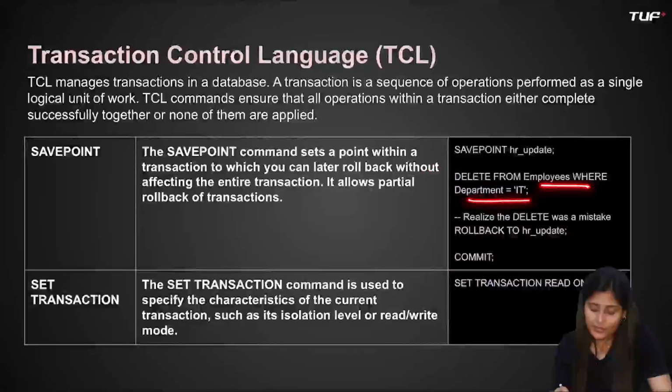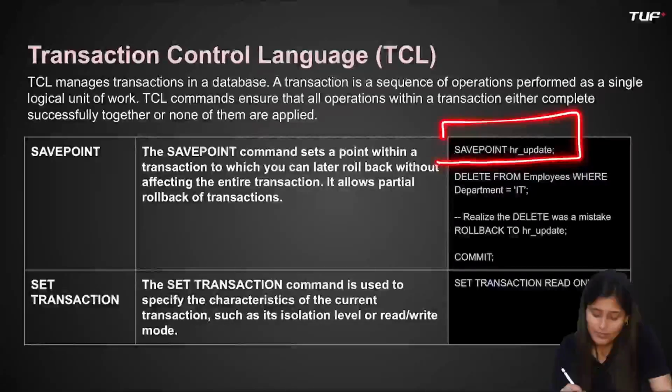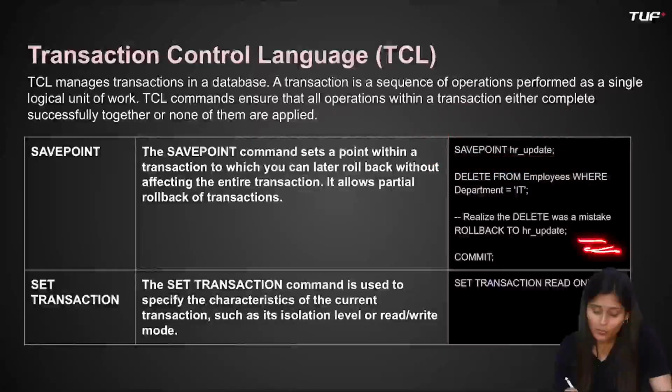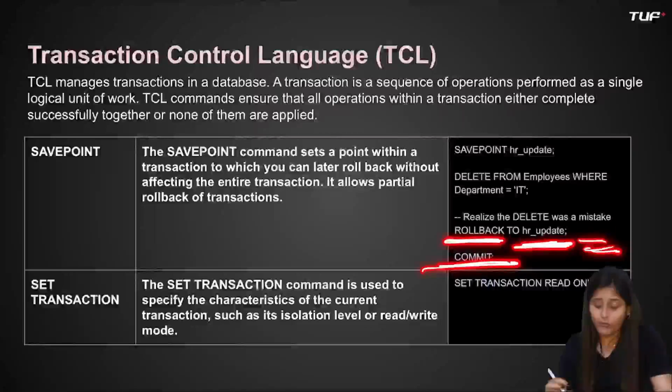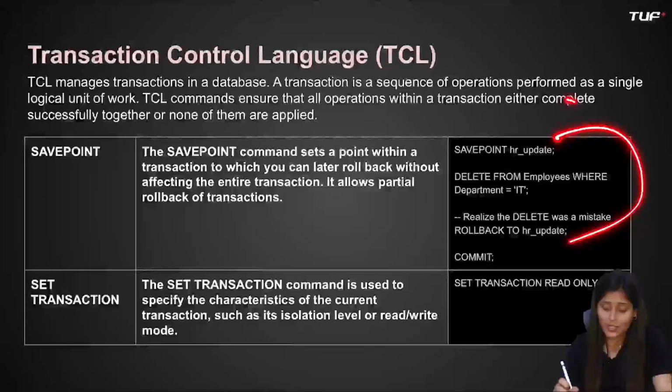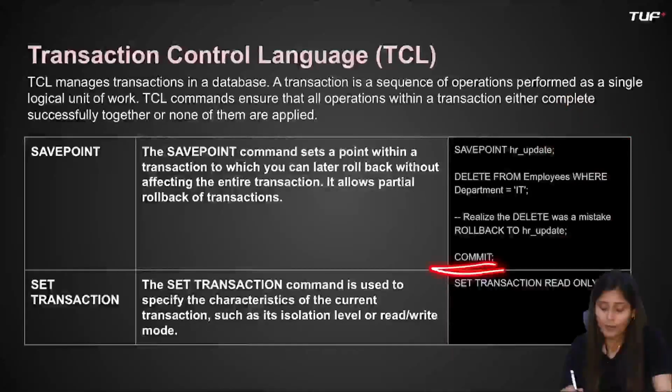Let's suppose you have deleted an employee whose department ID is it, and then you realize that it should not be the case. Before that, you have created a save point and named it HR update. So instead of rolling back everything, you will roll back to HR update and then you will commit. So basically you are rolling back to the previous save point, HR update, and you are committing. Basically you are again saving it permanently.